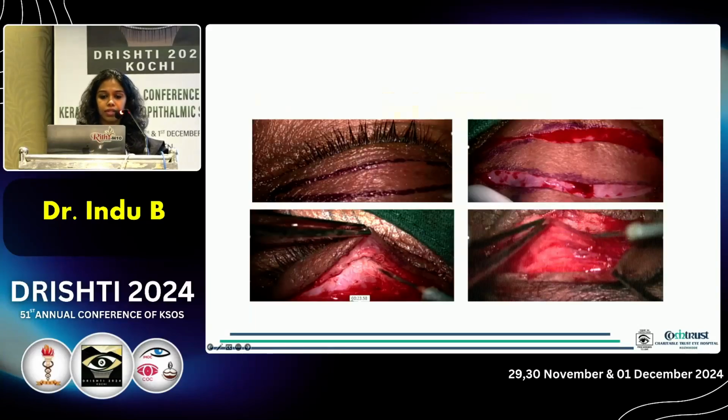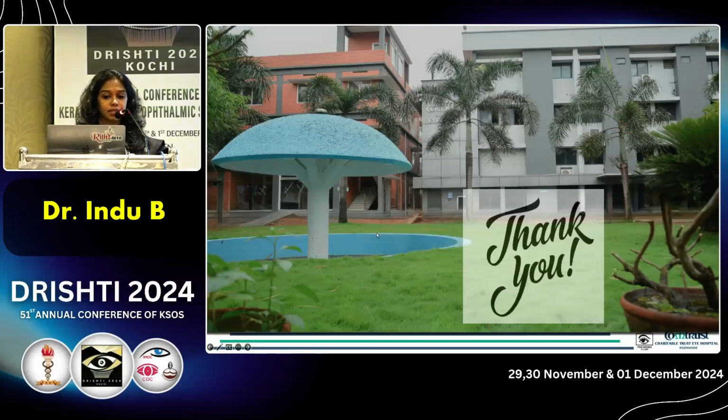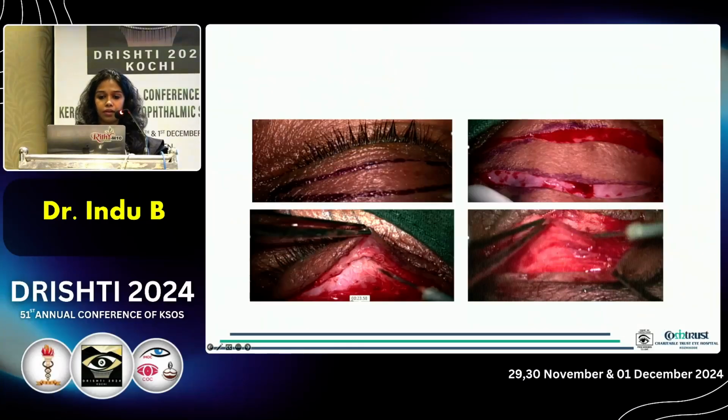So just to summarize this: blepharoplasty incision, then the skin along with the orbicularis, that is the palpebral part, is taken. Here you can see that the pretarsal orbicularis is separated from the tarsal plate and the skin, and finally the preseptal part is also removed. So with that I conclude. Thank you.